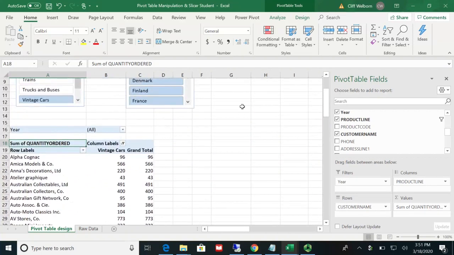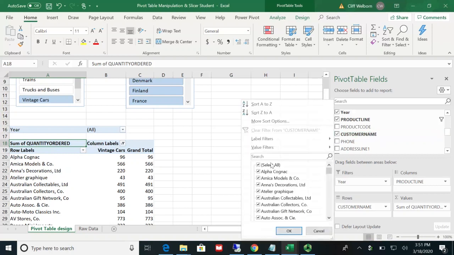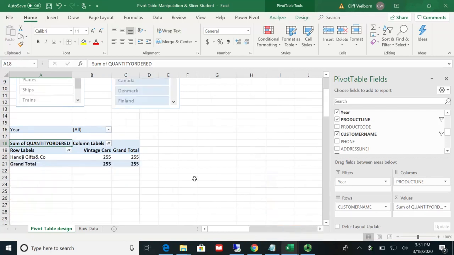I could put a slicer in and I could filter for the customer. But this is an example where I think there was only one question that was asking us about the customer. It may not be worth the time to throw a slicer in there. I'm just going to filter from right here. And so I don't want all my customers. I only want to see this customer called Hanji Gifts.